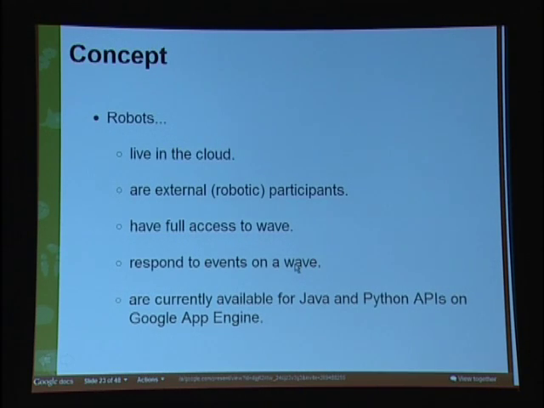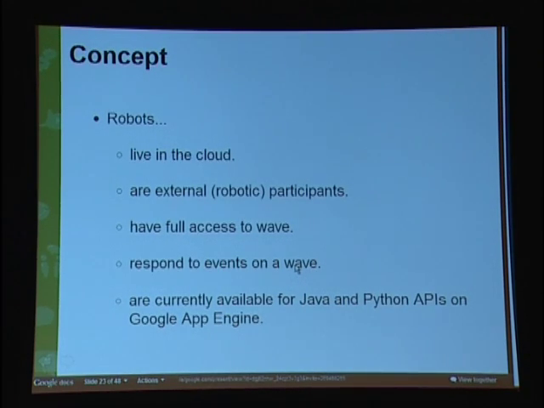So a robot, again, lives in the cloud, an external robotic participant, and it has full access to the wave and responds to events on the wave. Currently, you can write robots either in Java or Python. Both APIs are available, and they're fairly sophisticated compared to the Gadget API. Gadget APIs are kind of minimalistic, and robot APIs are rather complicated because they require complex event processing in the wave.